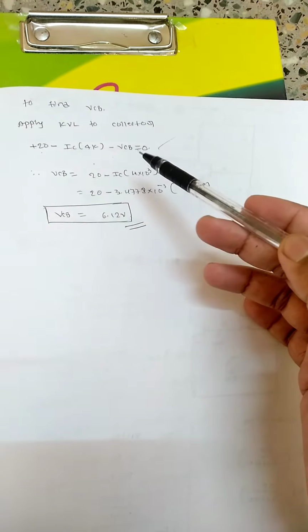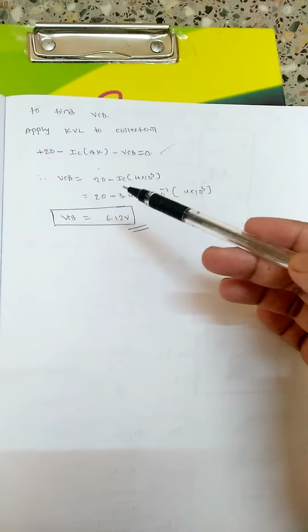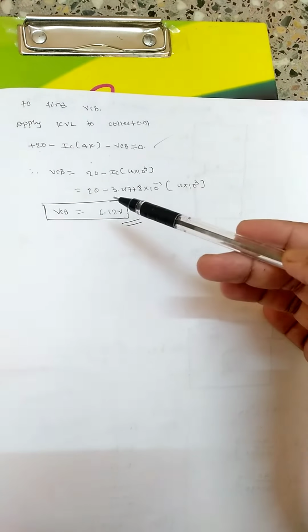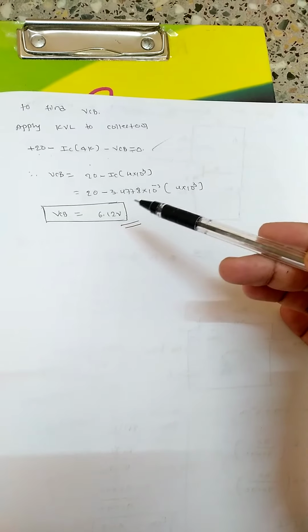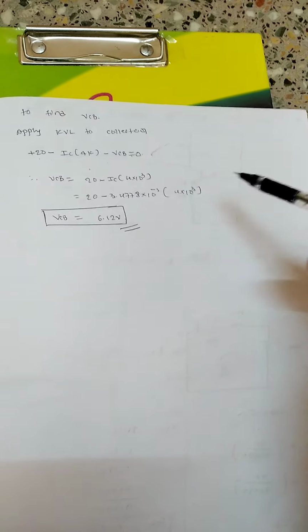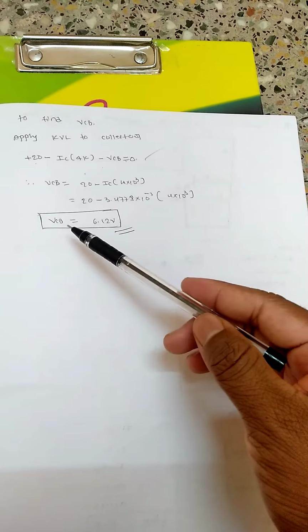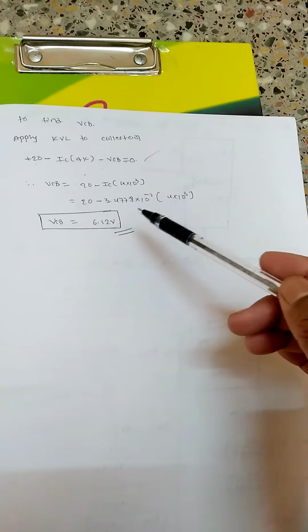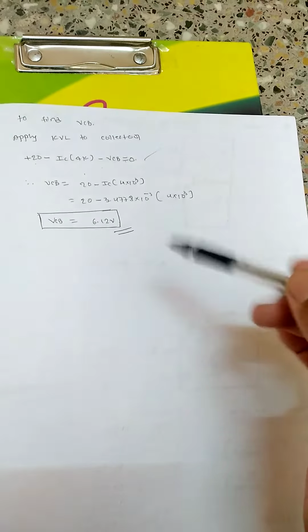So solve for VCB. So VCB will be equal to 20 minus IC into 4 into 10 to the power 3. So which will be equal to 20 minus 3.4778 into 10 to the power minus 3 into 4 into 10 to the power 3, so which will be equal to VCB, so 6.12. So when you solve this in calci, you can find it easily, 6.12 volts.